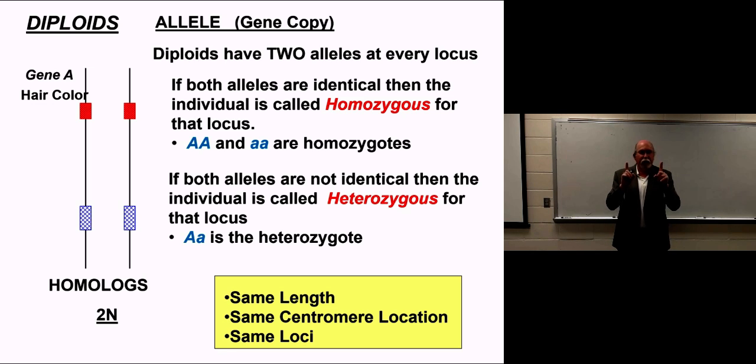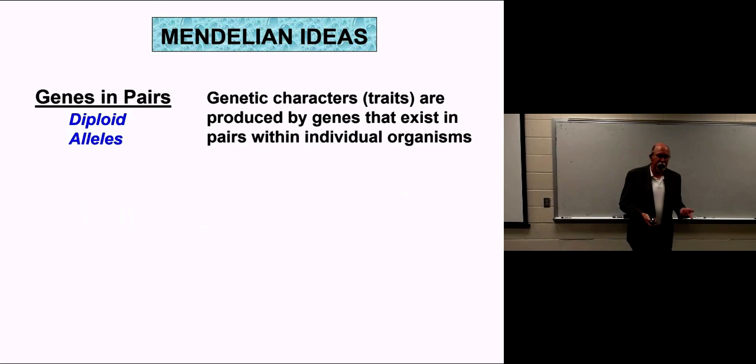Now, the heterozygotes are always genetically the interesting ones because are you going to be blonde or black-headed? Are you going to be blue-eyed or green-eyed? Are you going to be tall or short or wrinkled or smooth? Which one's going to win out becomes the really important concept, okay? So we now have homozygotes and heterozygotes. We have this concept of diploids, all right?